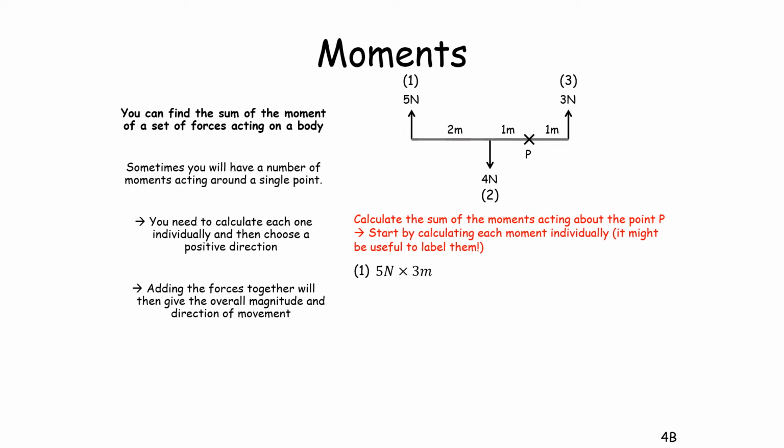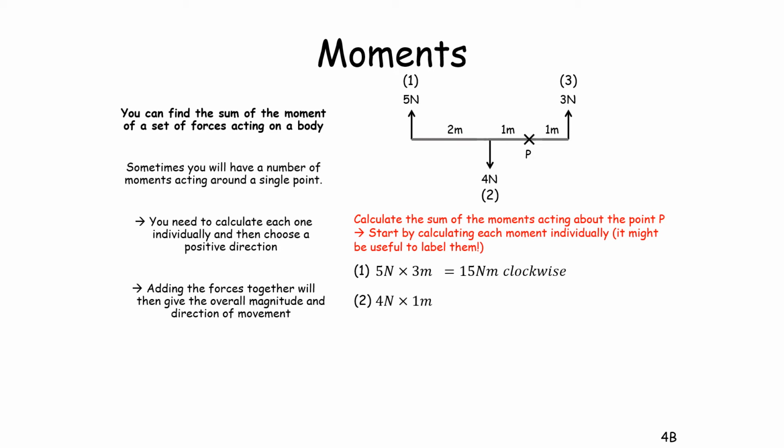For force 1, the perpendicular distance is 3 meters, because you've got 1 meter, another 2 meters. So it's 3 meters times 5 Newton, and the direction of this is going to be clockwise, because if this is a pivot here, P, this will move clockwise.